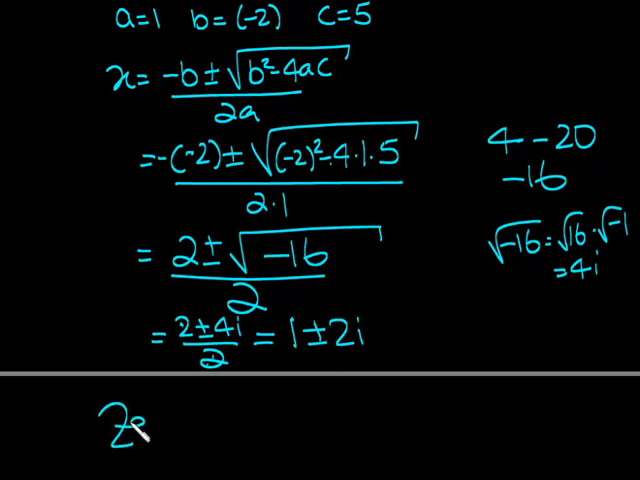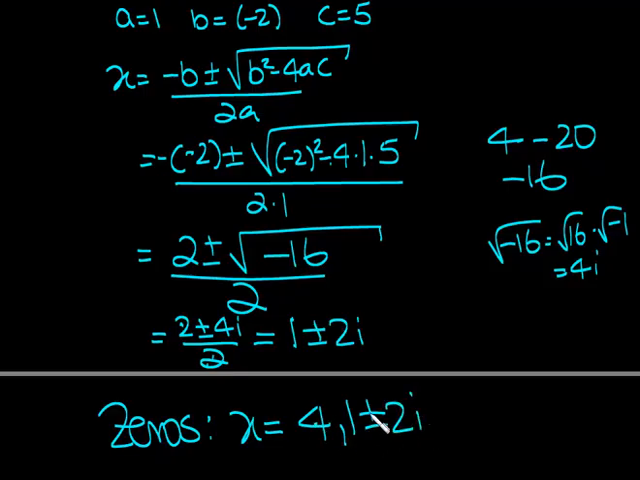So what are my zeros here? I found x is equal to 4, 1 plus or minus 2i. So I got 1 with the plus sign, so that's 2, 1 with the minus sign, so that's 3. So I got 3 zeros.